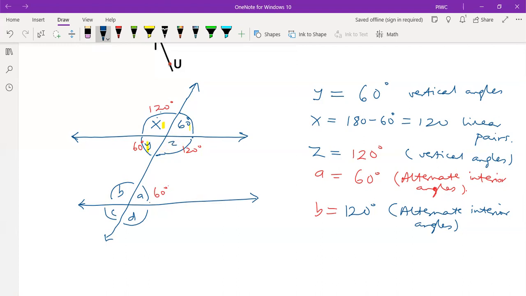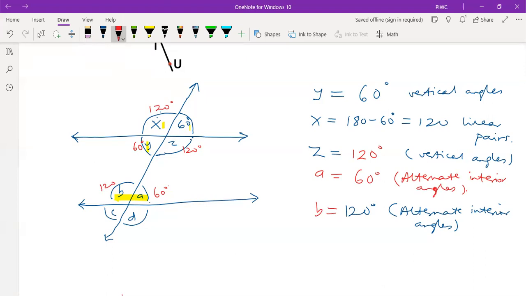Okay. I could also have used the fact that these two angles, A is 60 here, right? So I have A and B here, they form linear pairs. They lie on a straight line. So if I subtract 60 from 180, I'll get 120 here, right? So it's the same thing. I could have used that reason. So either linear pairs or use the alternate interior angles.